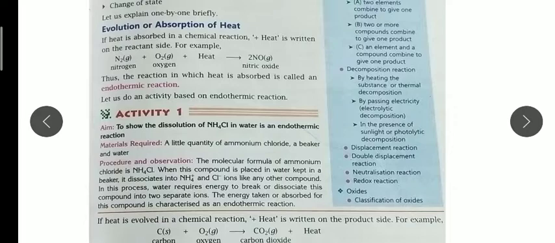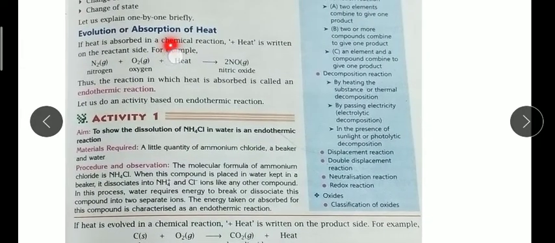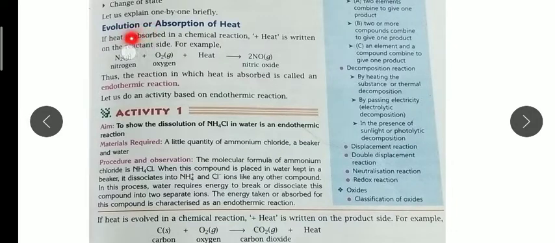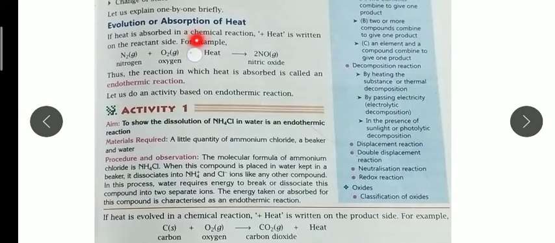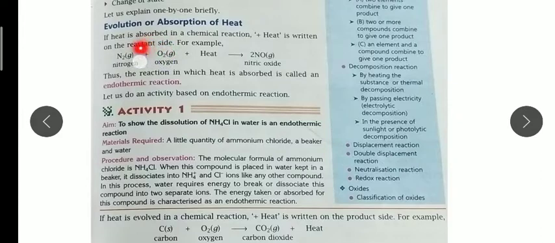First one is evolution and absorption of heat. You should know, evolution is related to the exothermic reaction, and absorption of heat means endothermic reaction. Whenever heat is absorbed for the completion of a chemical reaction, we write plus heat. Here you can see in the reaction, this plus heat we have to write on the reactant side. You can underline this line: plus heat is written on the reactant side when heat is absorbed.